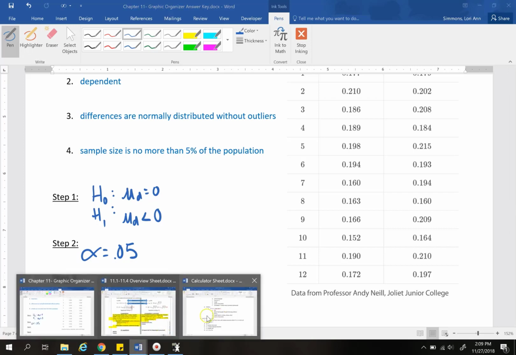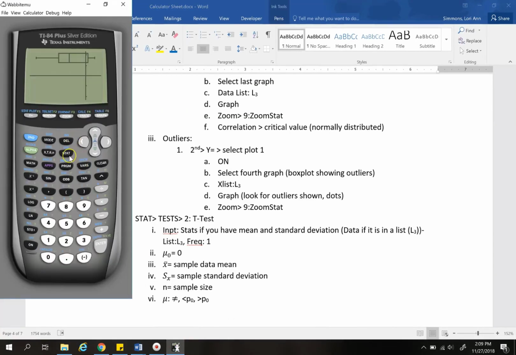Now we need to calculate that test statistic. Stats, test number 2. We have data. It is in list 3. Mu sub 0 needs to be 0. Frequency is 1. And we're doing less than. And calculate. So our test statistic is negative 2.8. P-value is 0.009.